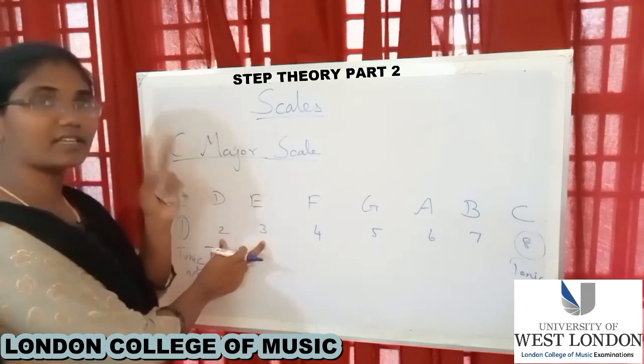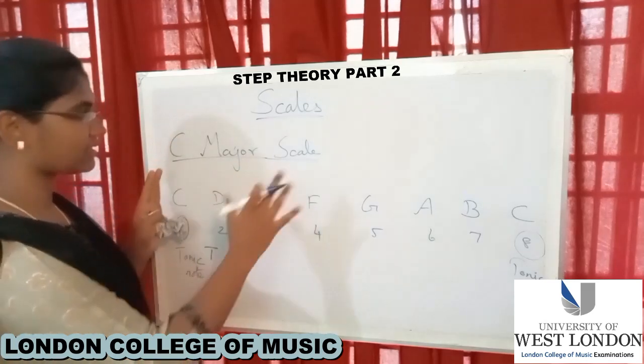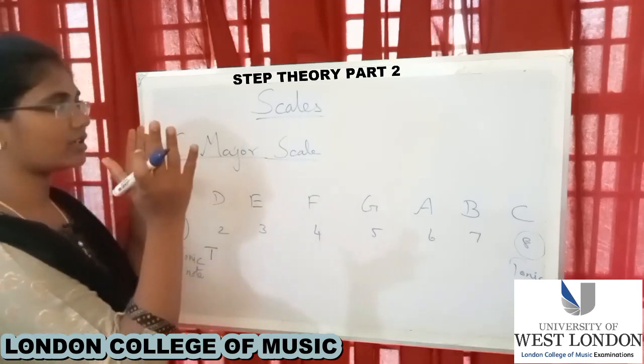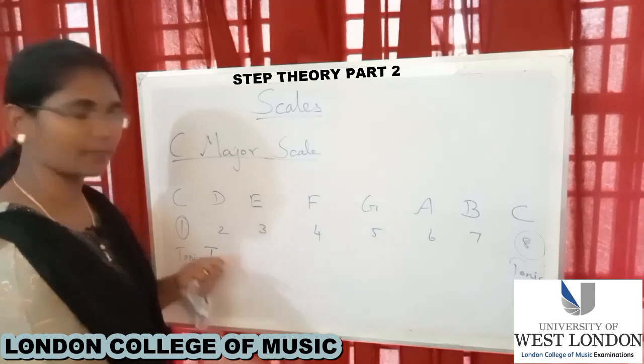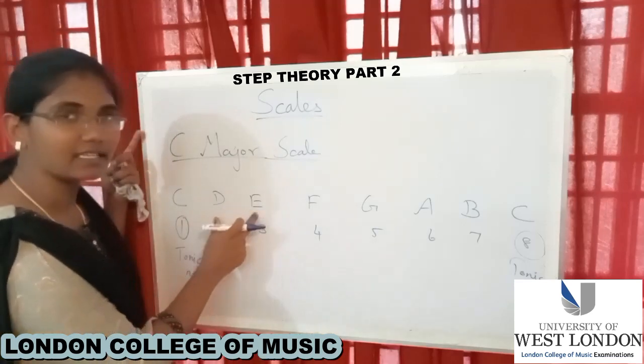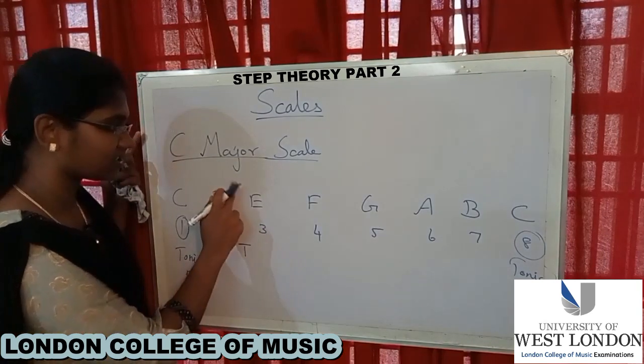Imagine our keyboard keys. If you want to write the scale, you have to get your keyboard keys in front of your eyes. See. So D and E. What is the gap between D and E? Tone, because D sharp will be there.